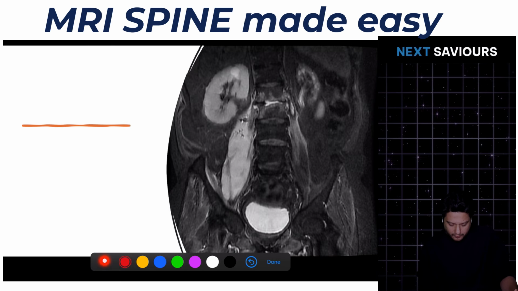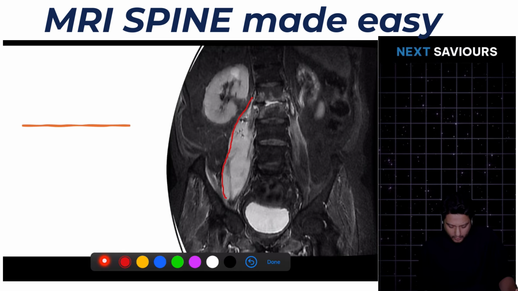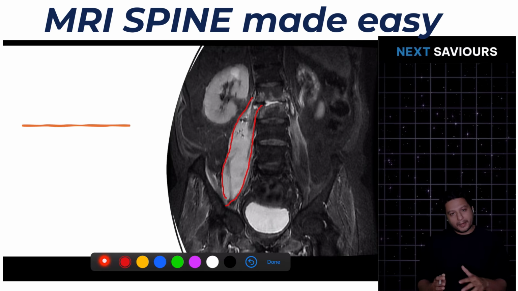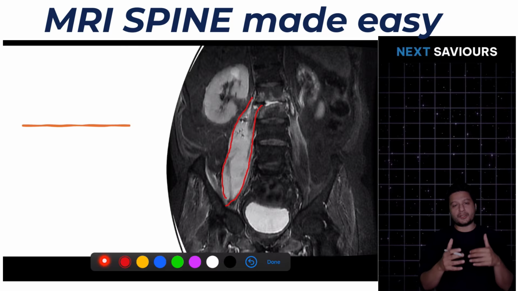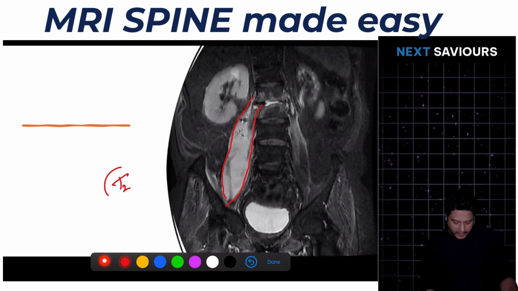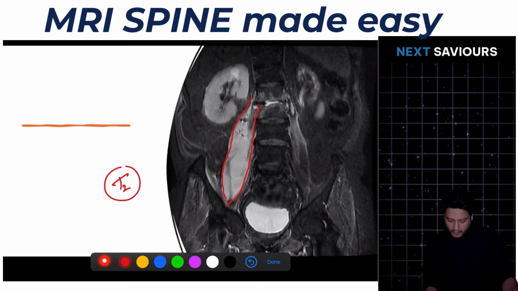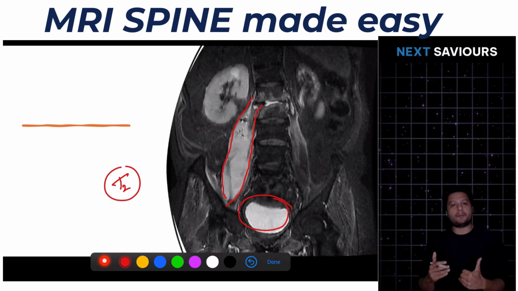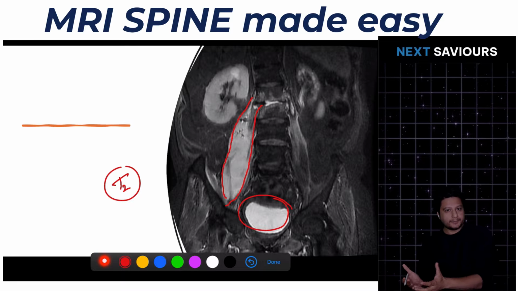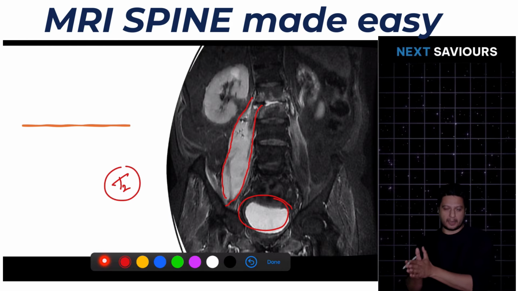So in this case, as you can very clearly see, there is an abscess which is going all along the psoas muscle, particularly on the right side, which is appearing more white because it is the T2 weighted image. How have you identified this to be a T2 weighted image? Because the water in the bladder is appearing white, right? So that is another way of asking this question in the MRI.